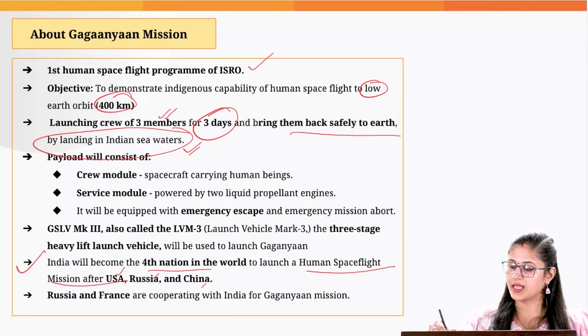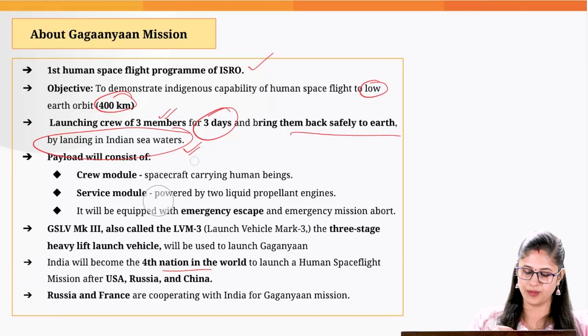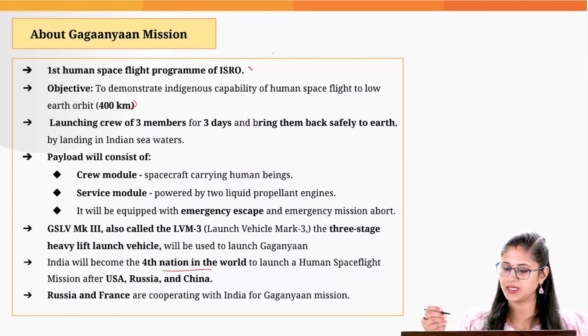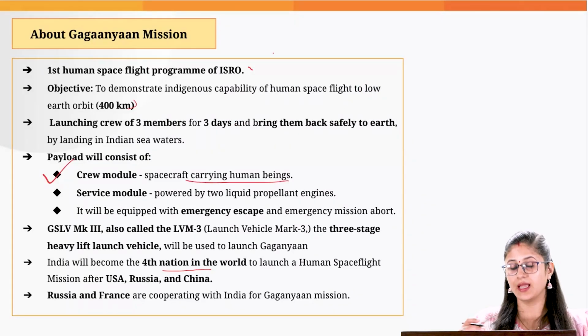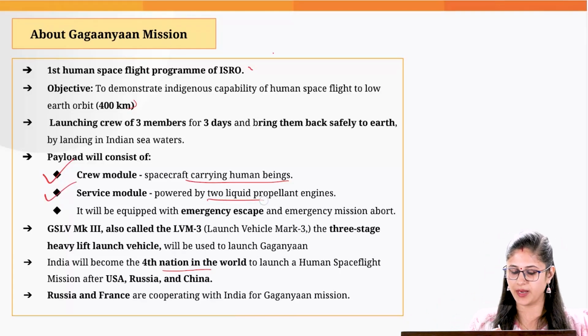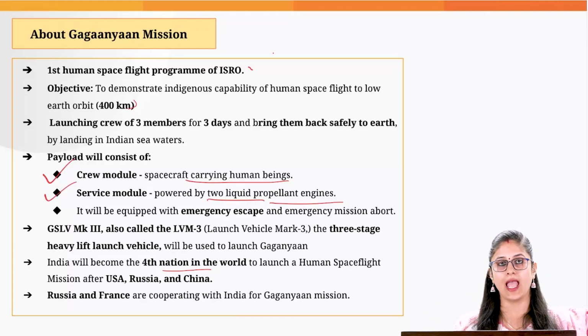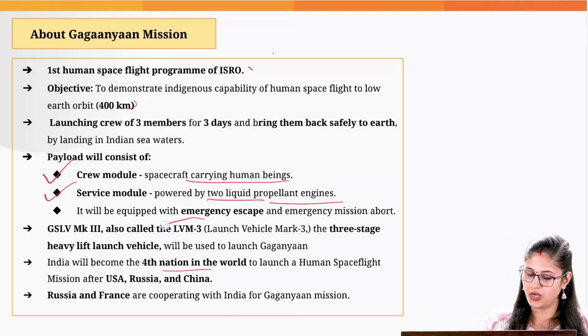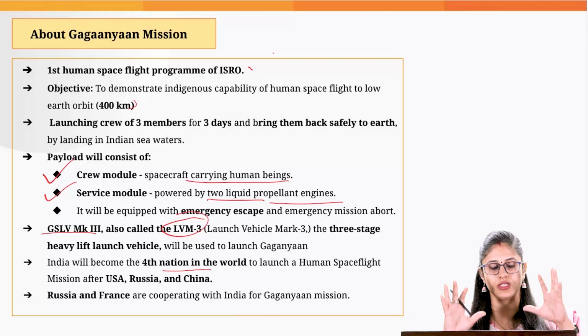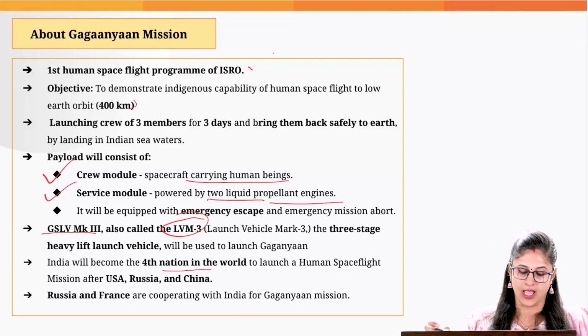Now, when it comes to the Gaganyaan mission, it would have 2 modules. One is basically a crew module, which would have the human astronauts, and one would be the service module, which would be powered by 2 liquid propellant engines, and we will be using the launch vehicle Mark III, that is GSLV Mark III, for launching this Gaganyaan mission.